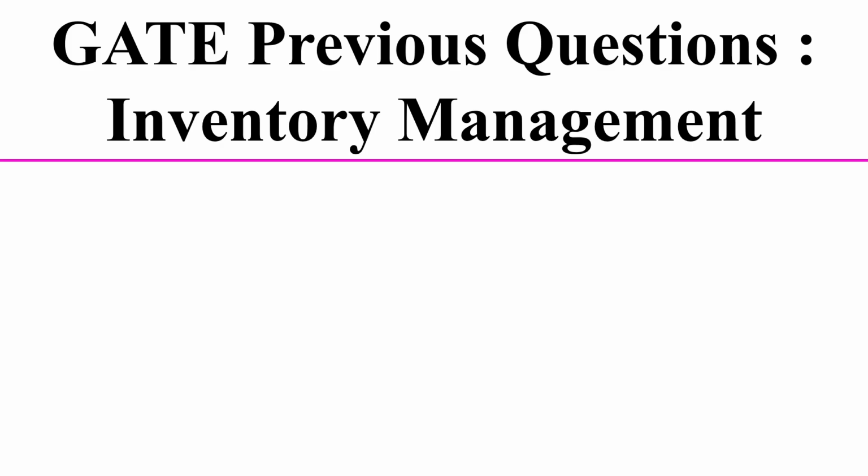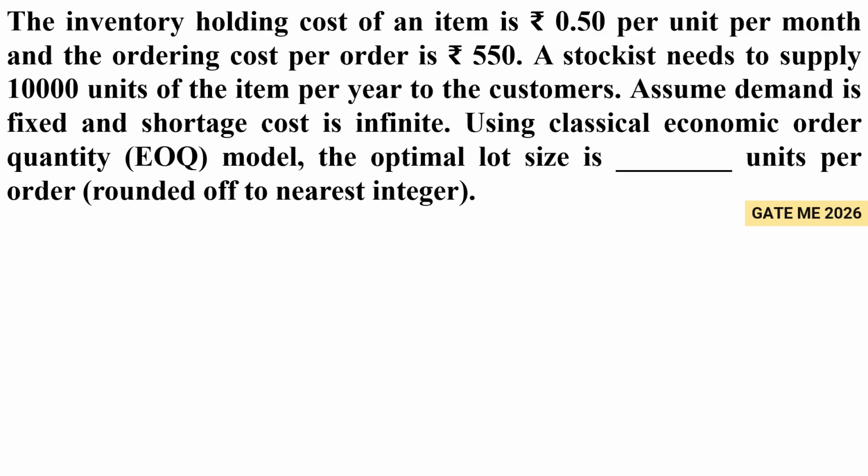Okay, let's see the GATE previous questions. Let's see the first question. The inventory holding cost of an item is 0.5 rupees per unit per month, and the ordering cost per order is 550 rupees. A stockist needs to supply 10,000 units of the item per year to the customers. Assume demand is fixed and shortage cost is infinite. Using the classical economic order quantity model, the optimal lot size is dash units per order.